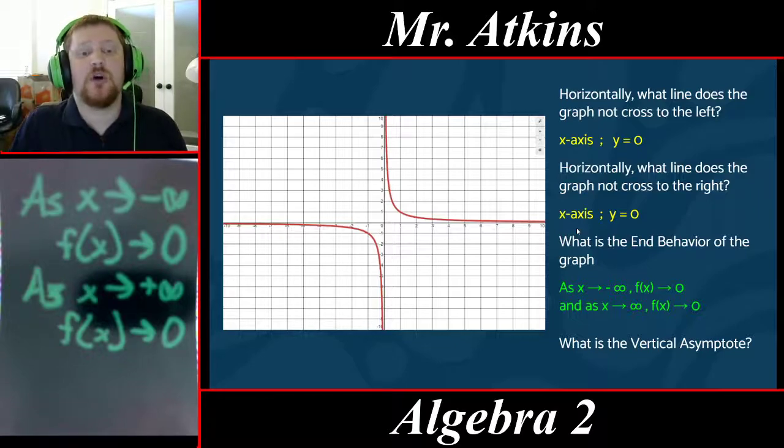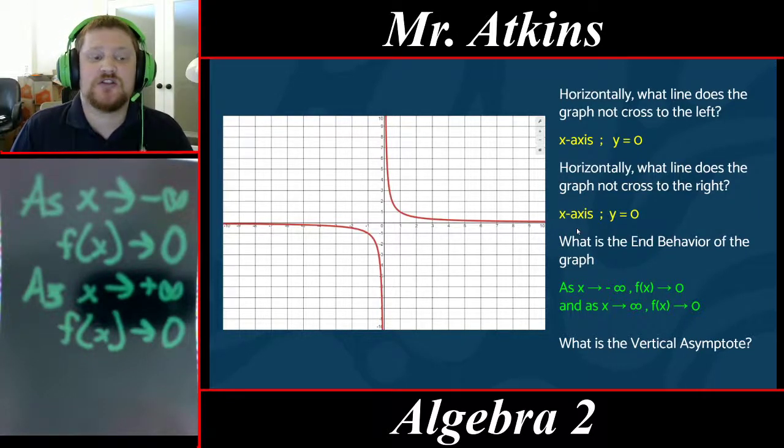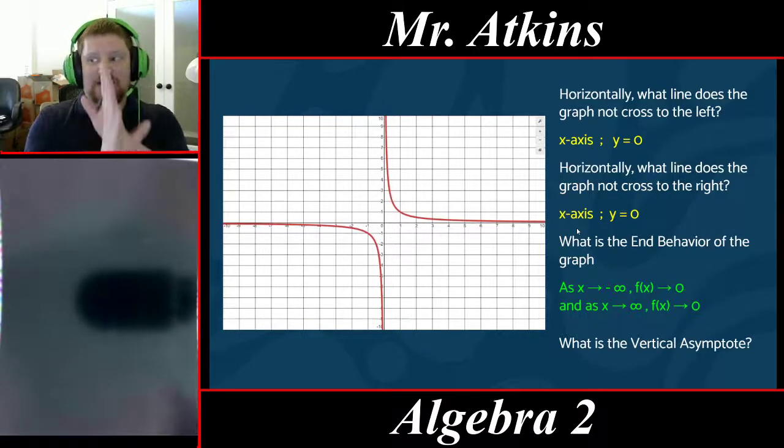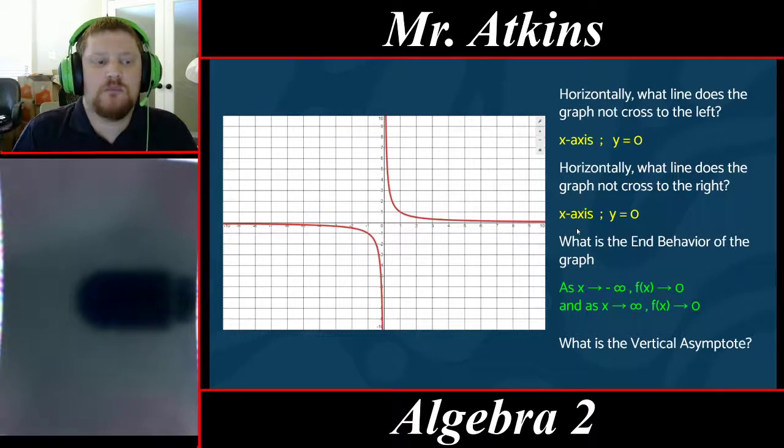However, asymptotes don't have to be at the end. This graph is a perfect example. It has what we call a vertical asymptote. What is this one? Well, we can see it's right there in the middle. It never actually touches the y-axis. But if the y-axis is the vertical asymptote, what's the actual name of that line?